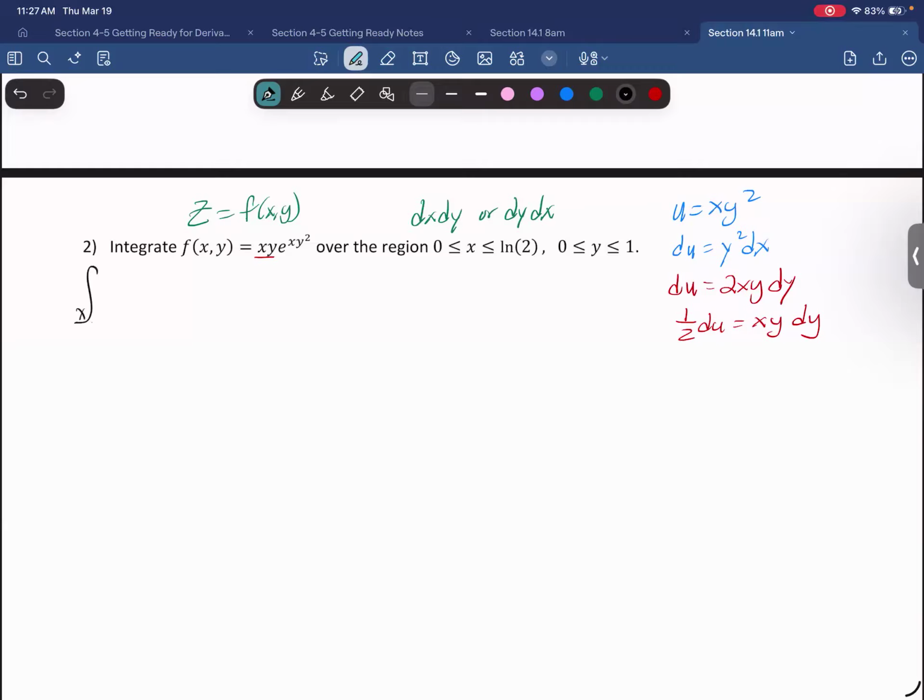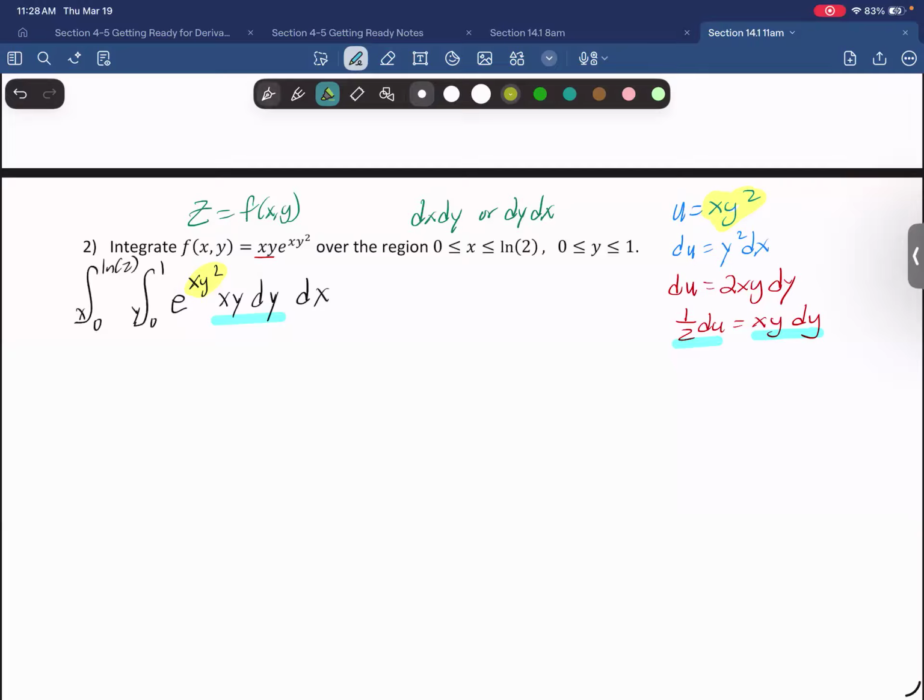This will be my x. We'll go from 0 to natural log of 2. Here I'll do my y from 0 to 1. And I'm going to rewrite this in a better order so we can see how it subs in. I'm going to put the xy with the dy. Hopefully we can see that this right here matches this right there. So we're going to sub that in when we do the u sub, and the u sub is going to replace that.